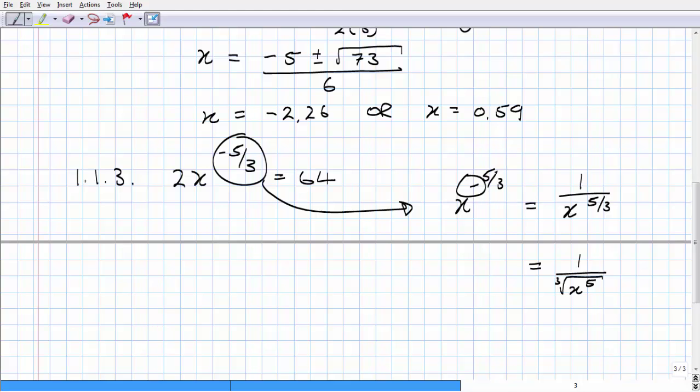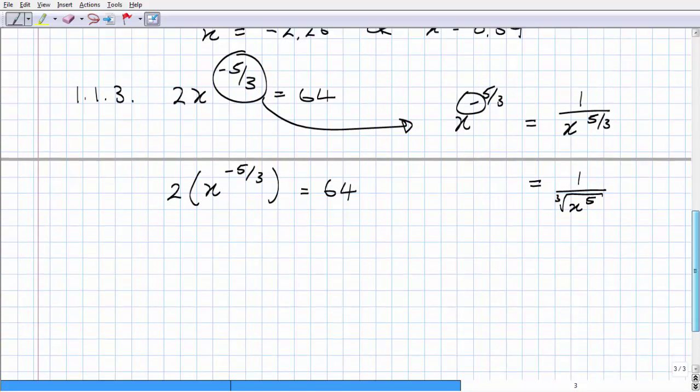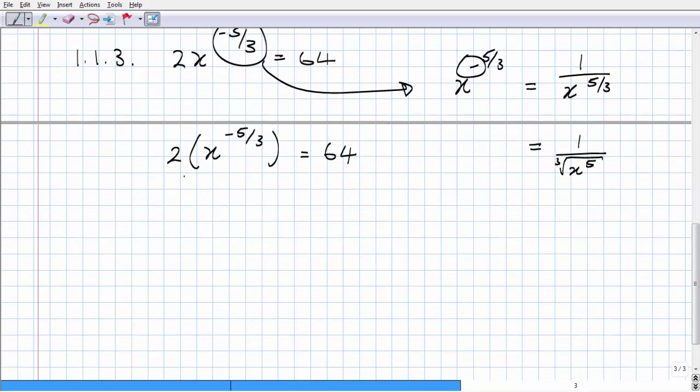So we look at this and we say, well, what do we need to do? Normally you'd get a common base, or you work them out to prime factors and things like that. But in this case, what we effectively have, we have 2 times x negative 5 over 3, however you want to write that, equals 64. And that x is by itself, and that 2 is by itself. So what we do is we simply divide everything by 2. We end up with x to the power of negative 5 over 3 equals 64 divided by 2. 64 divided by 2 is simply 32.